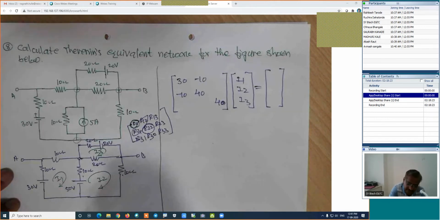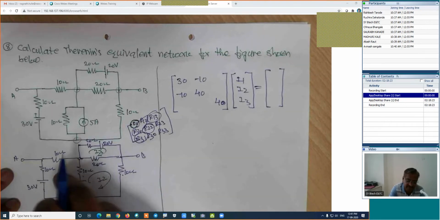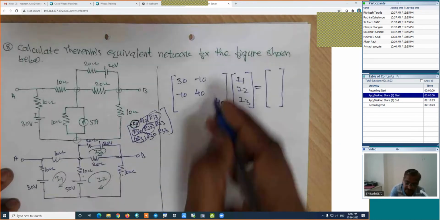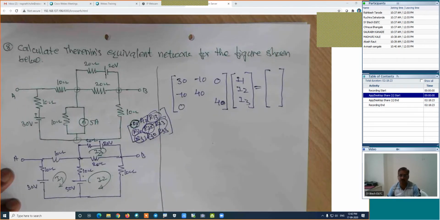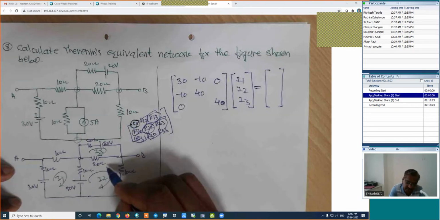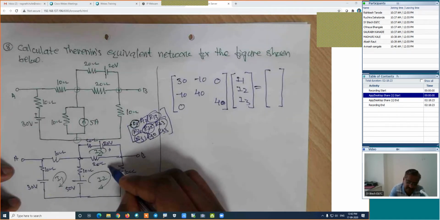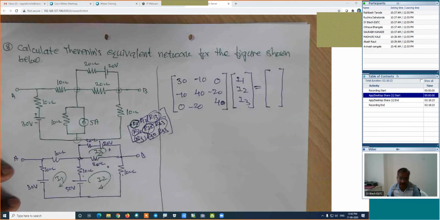Then I will find out these two, the resistance which is common for the first and third. This is first and this is third. There is no common resistance for these two loops. This is 0. The resistance which is common for the second and third loop, third and second loop, these two. 20. This is minus 20. How are the constants?